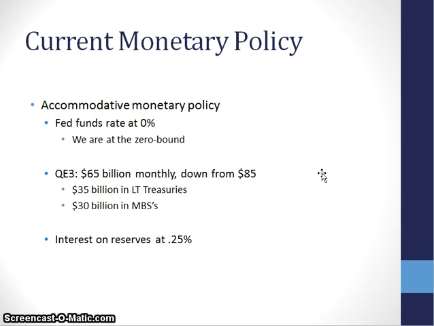Also, they implemented three QE programs, the third of which is still currently being undertaken. It started off as 85 billion in purchases a month, 45 billion in long-term Treasuries and 40 billion in mortgage-backed securities. However, it's been cut twice down to 65 billion, 35 billion in long-term Treasuries and 30 billion in mortgage-backed securities. They're doing this in hopes of both boosting inflation and, more importantly, reducing unemployment, which, according to whoever you ask, they may have been successful at or not so successful.